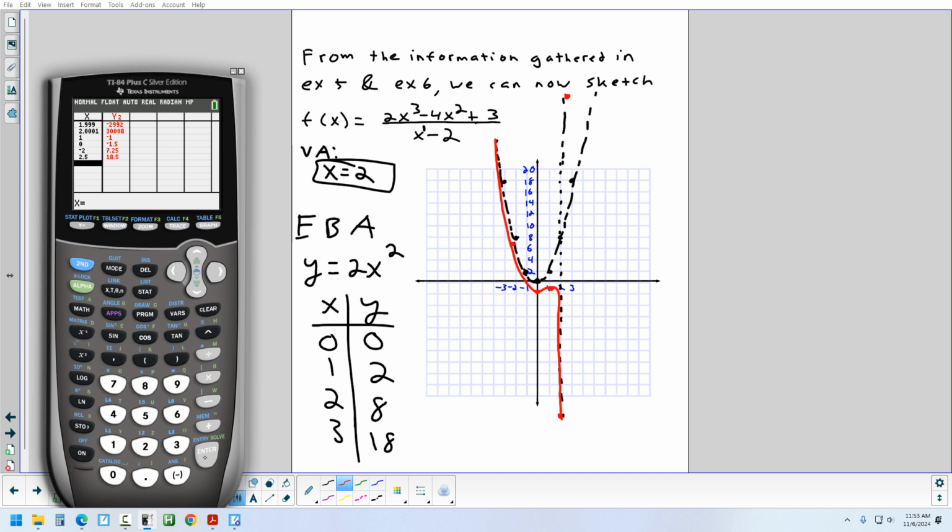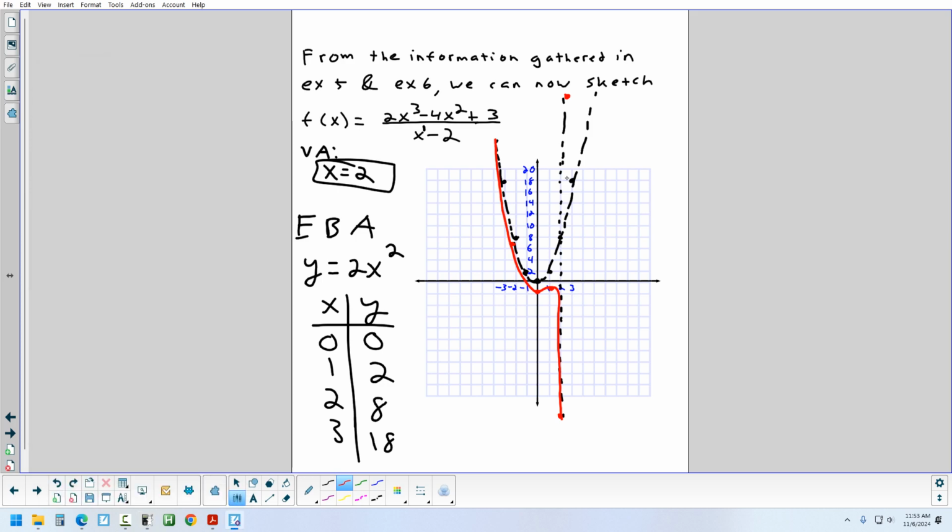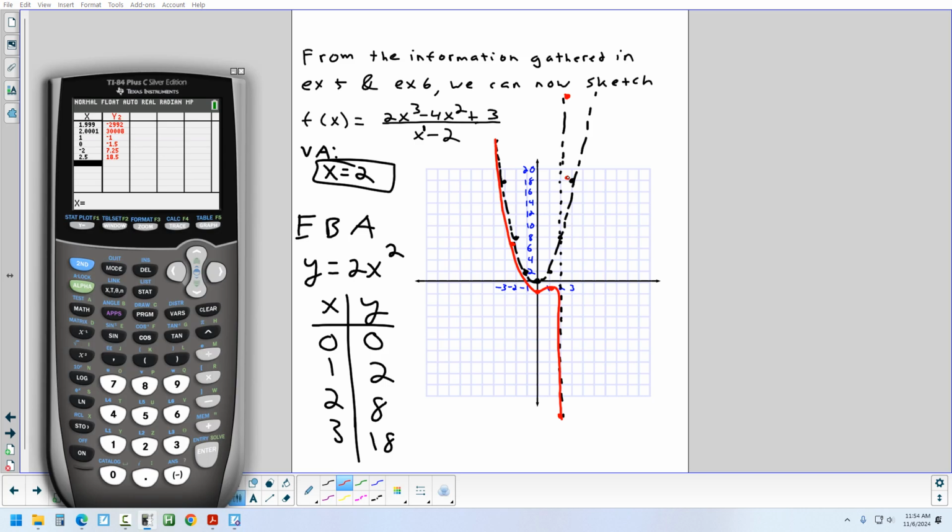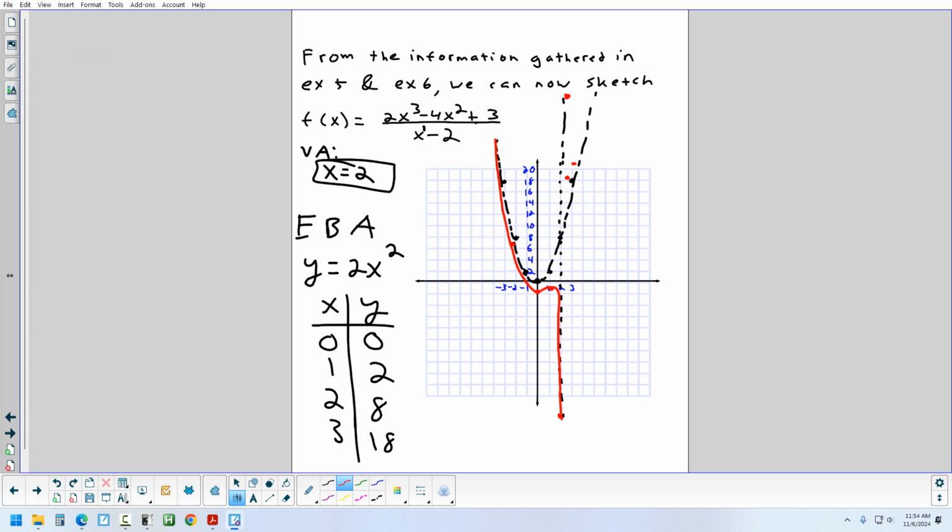2.5, we're a little above 18. So 2.5, I would say right about there. We could check 3. It's a little off the graph, but I think I can still do it. 3, we're just past 20. Okay. So I have kind of an idea of what's going on there.